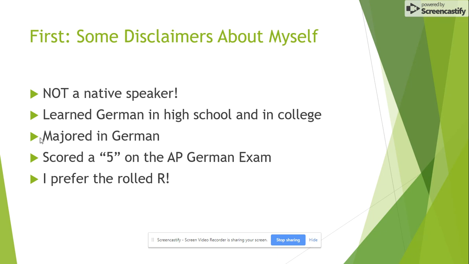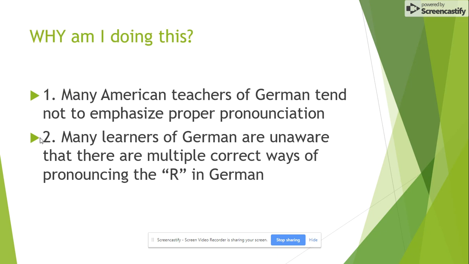I learned German the way many of you have learned it, which was through high school and in college, and I loved the language so much that I even majored in German. I did also score a 5 on the AP German exam, and personally, I do prefer using the rolled R. Now, why am I doing this?